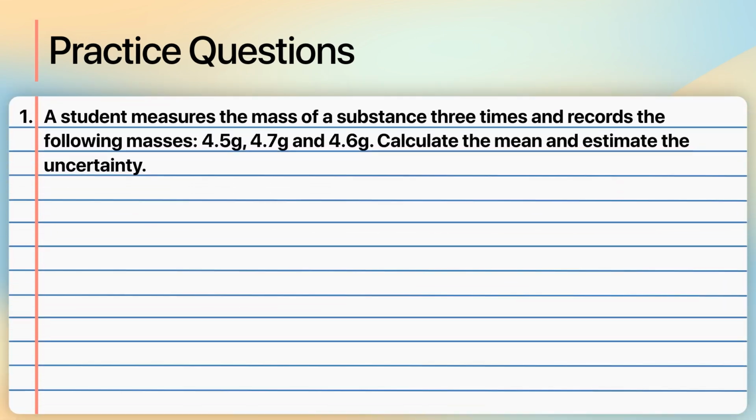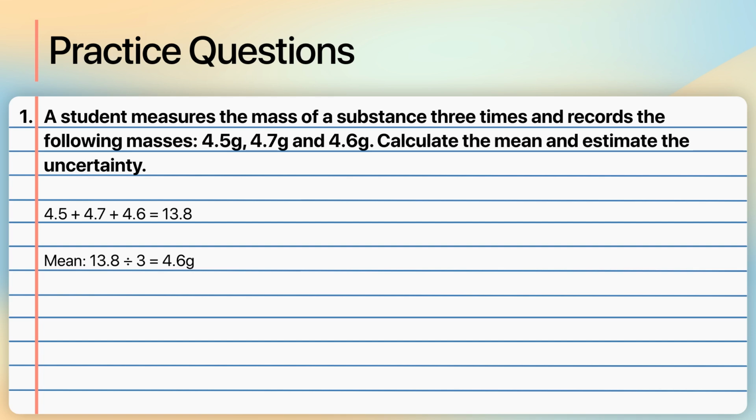Question 1. A student measures the mass of a substance 3 times and records the following masses: 4.5 grams, 4.7 grams, and 4.6 grams. Calculate the mean mass and estimate the uncertainty. To calculate the mean, we add up all the measurements and divide by the number of measurements. We add up all our values, which gives 13.8. Then we divide by the number of values, which is 3. This gives 4.6 grams as the mean.